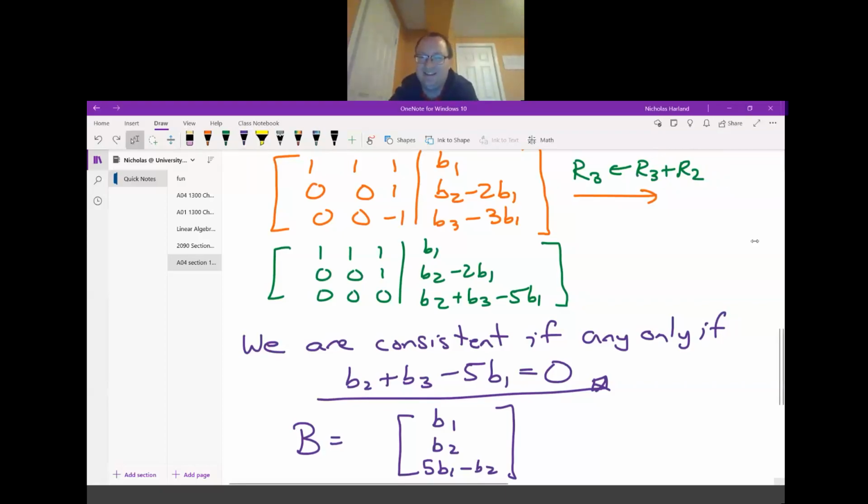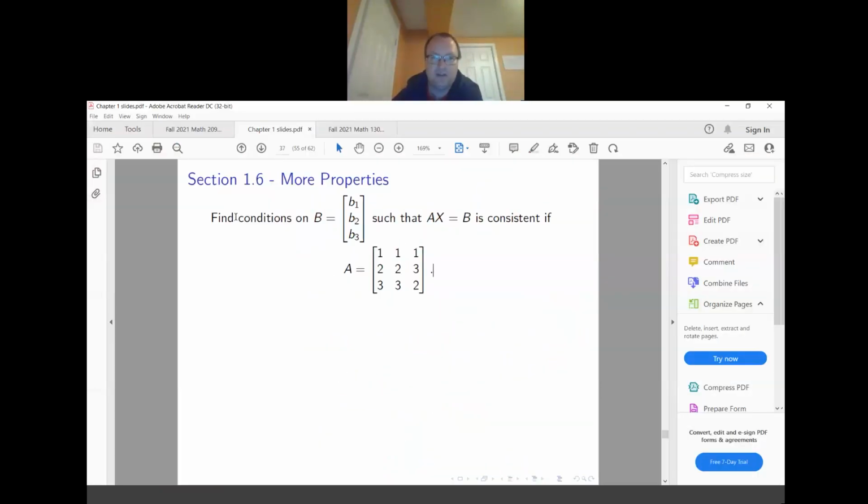Oh, I see. Sorry. Remember, B was B1, B2, B3. And so if you solve for B3 here, yeah, that's what the question asked us to do. So find conditions on this matrix such that AX equals B is consistent. Yeah, that was the question.